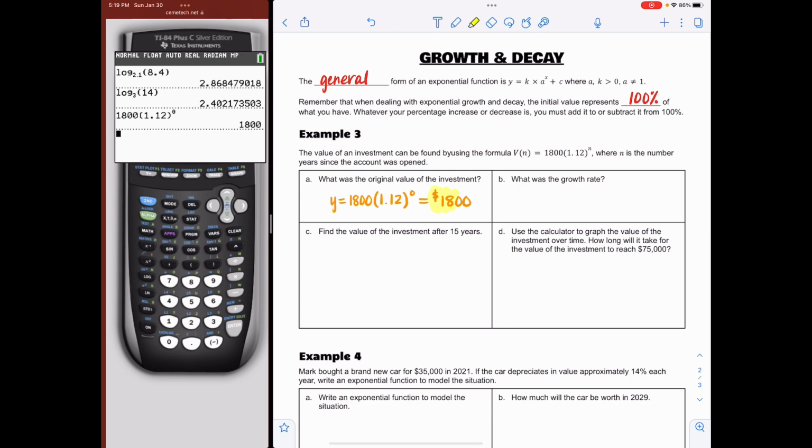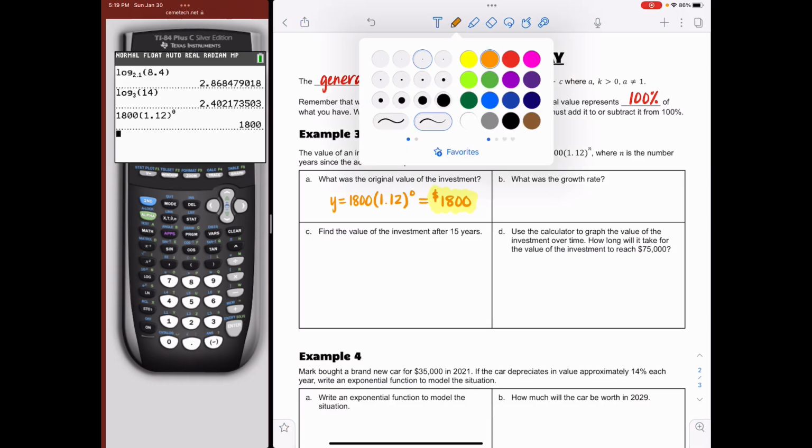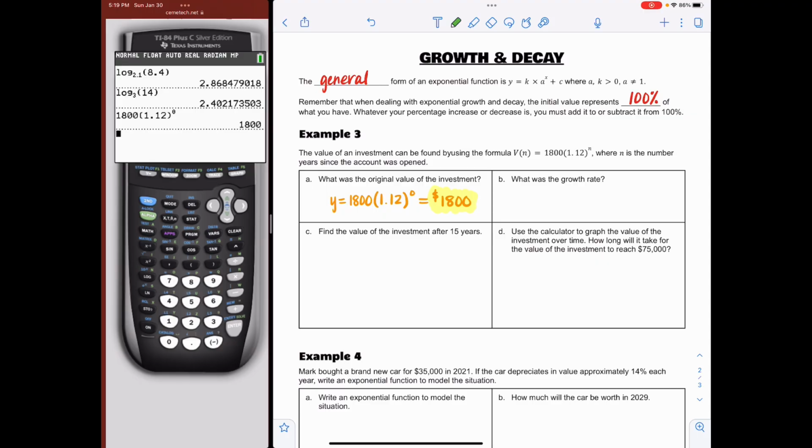So part B, it asks, what was the growth rate? Meaning, what did it go up or down by? All right. So one thing that you have to understand is that anytime I say what is the growth rate, remember, you always start with 100%. So if we look here at this equation here, this is an example of an exponential function. But what you have to understand is that your a value is actually equal to 1 plus or minus r. Okay, so that means where you're increasing or decreasing.